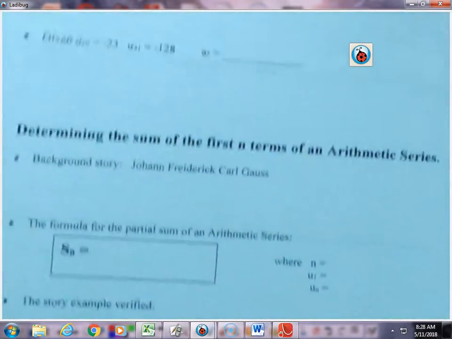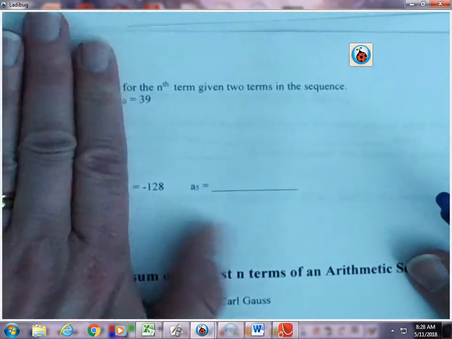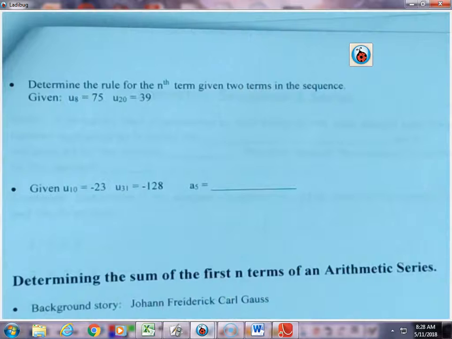Okay, you've made it to the last page. And next time shorter, because all we have to do is geometric. All right, so now they're going to add a little pizzazz to it. It says, determine the rule for the nth term given the 2 terms in the sequence. So they gave me the 8th term, u sub 8 is 75. They gave me the 20th term, u sub 20 is 39.